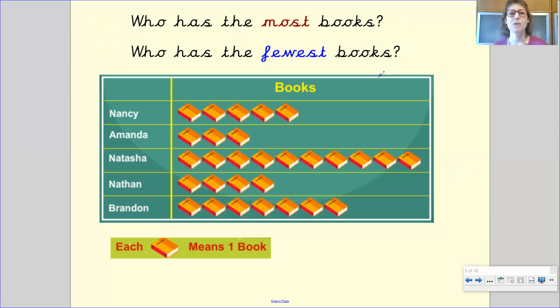Who has the most books? That's a nice easy one. We're looking for the longest line, so we can see that's Natasha. And who has the fewest books? So now we're looking for the shortest line. And we can see, we have to kind of look between Amanda and Nathan, but we know from the last one that Amanda has fewer. So we're just going to put Amanda. Amanda has the fewest books.